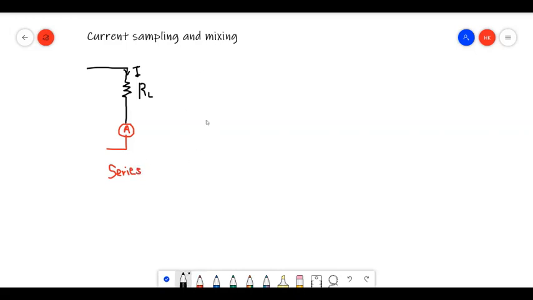And what about current mixing? Let's say there is a current source giving some current I1, and suppose that we want to inject more current into this. That means we have to mix the current. To mix the current, we need to connect another current source in parallel to this current source, right? So this is current mixing, and it has to be done in parallel, or in a shunt configuration.